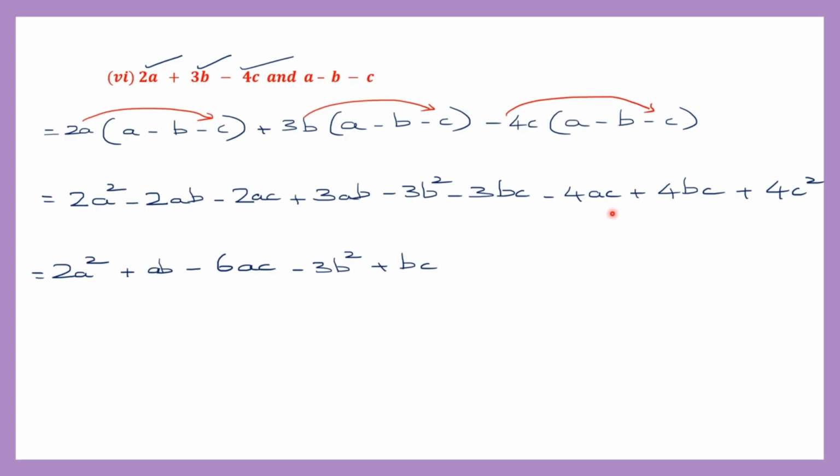Then we finished with ac. Then we finished with bc. Now we have 4c square left. So that will be plus 4c square. So we have a final answer now. Let's read out our final answer. 2a square plus ab minus 6ac minus 3b square plus bc plus 4c square.